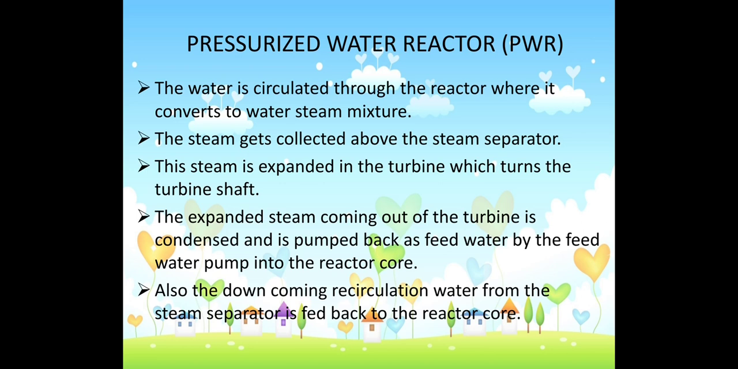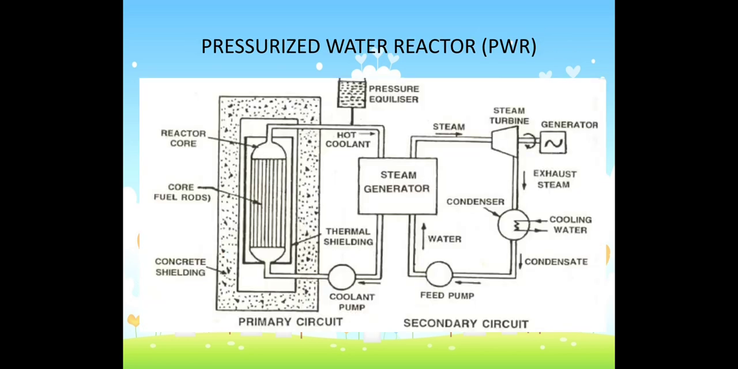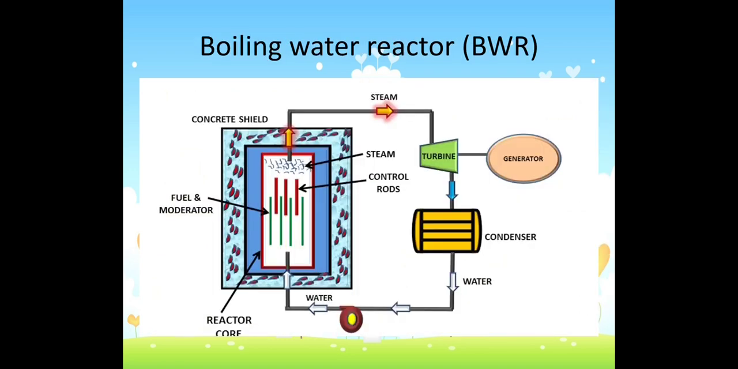It is classified into two types: the pressurized water reactor, which we have already discussed as the pressurized water reactor nuclear power plant, and the boiling water reactor. In the boiling water reactor, we use only one fuel cycle. We do not use a separate fuel cycle.